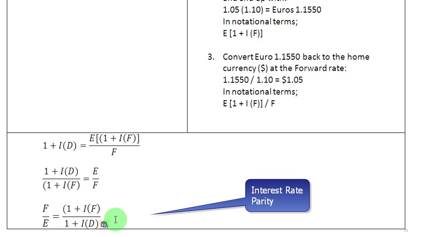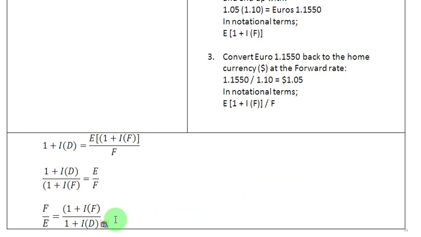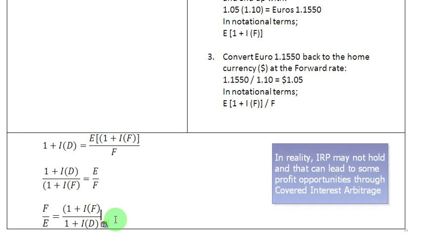You will probably realize that in this demonstration I have purposely assumed the data which brings out the parity condition. In reality, the forward and spot rates may not conform to the interest rate parity, and when that happens, there arises a profit making opportunity through what we call the covered interest arbitrage, and that would be a subject matter for another video. For the moment, we are going to stop right here.